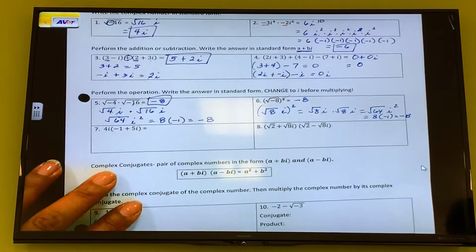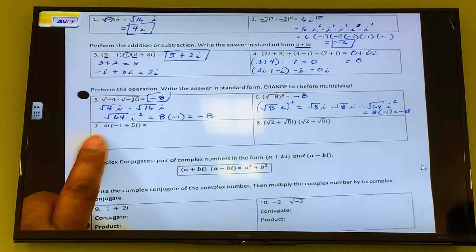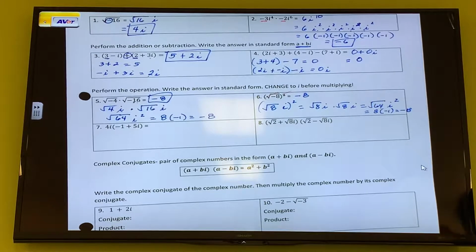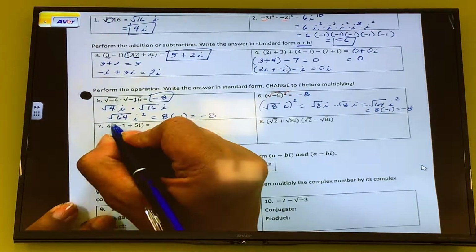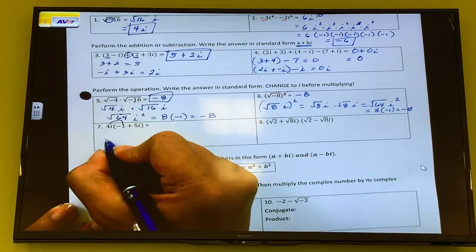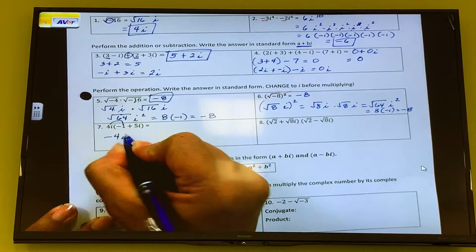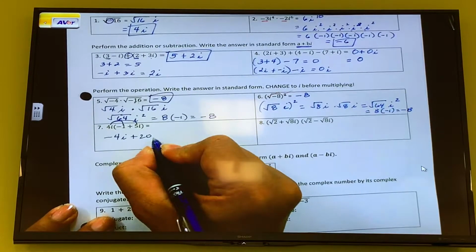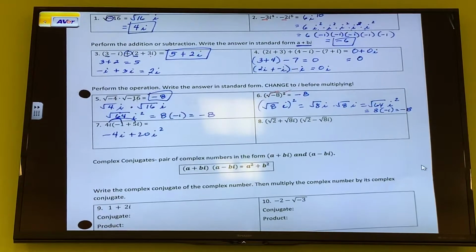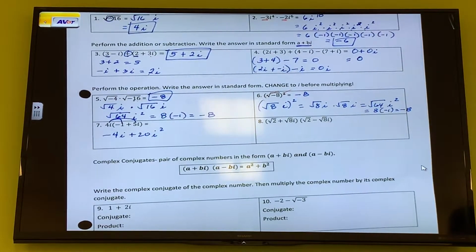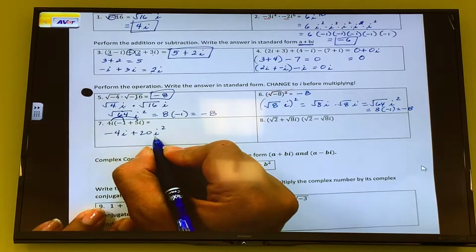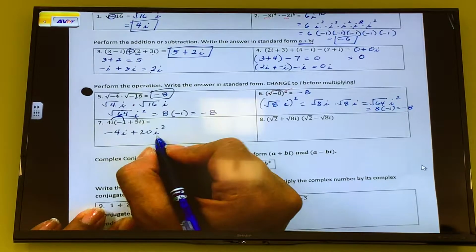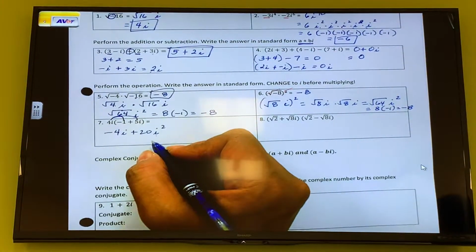Alright, number 7. It's multiplying 4i to negative 1 plus 5i. And all you do is just treat it like the letter x, so you just do distributive property. So 4i to the negative 1 will give you negative 4i. 4i times 5i is positive 20. i times i is i squared. Just multiply by distributive property. Then we need to simplify. The one that we need to simplify is the i squared. Every single time you have an i squared, you have to change it to negative 1. You cannot have i squared in your final answer.